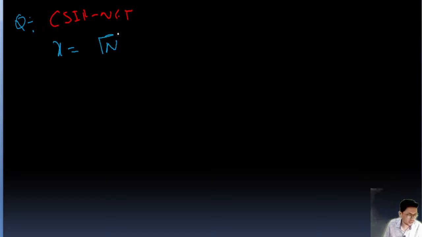Now next question, which was asked in CSIR NET. Very simple question. So x is given as root n. This is given, and we need to find out the Newton-Raphson iteration formula.